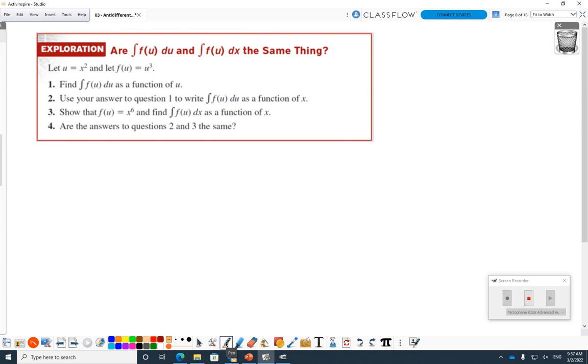All we're doing is finding out, is the integral of f of u du and the integral of f of u dx, does that mean the same thing? And my answer is, depends on the relationship between u and x. And so this, they give us a u and an x, and they say, okay, go ahead and figure out these different things. So, got to do these carefully because the wording here is weird. Find the integral of f of u du as a function of u. So I want to do integral of f of u du.